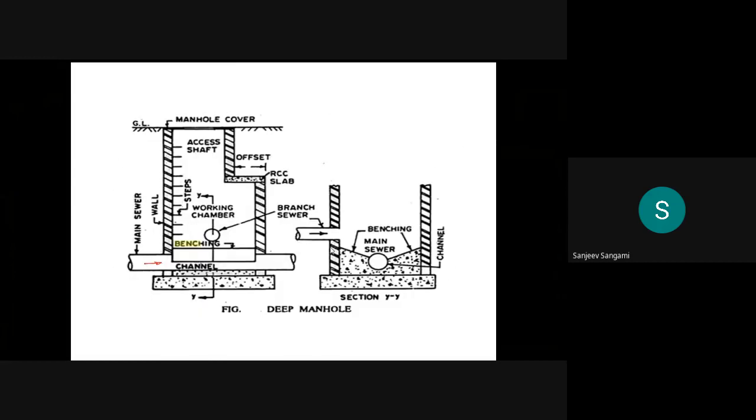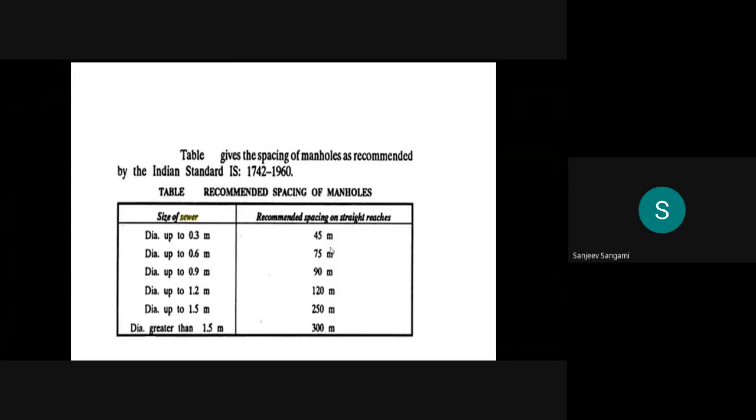We already discussed the shallow manholes and deep manholes. This is one typical type of deep manhole, where the depth is higher than the width. So in this you can see some of the typical guidelines for manholes as per the IS standard 1742 1960.